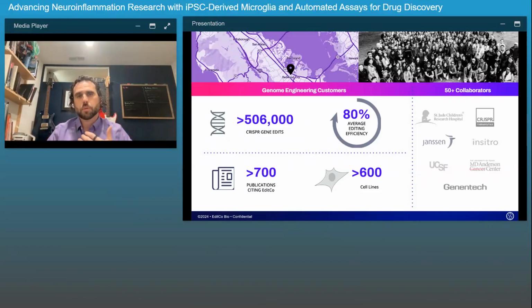And as you can see by the number on the screen there, we've worked with well over, and approaching probably closer to, 700 different cell lines at this point. Additionally, we've worked with and collaborated with many of the top researchers in the world, as seen by some of the logos on the screen there, such as St. Jude's, UCSF, Citro, Brainxell, MD Anderson, and some of these other companies that are on there.